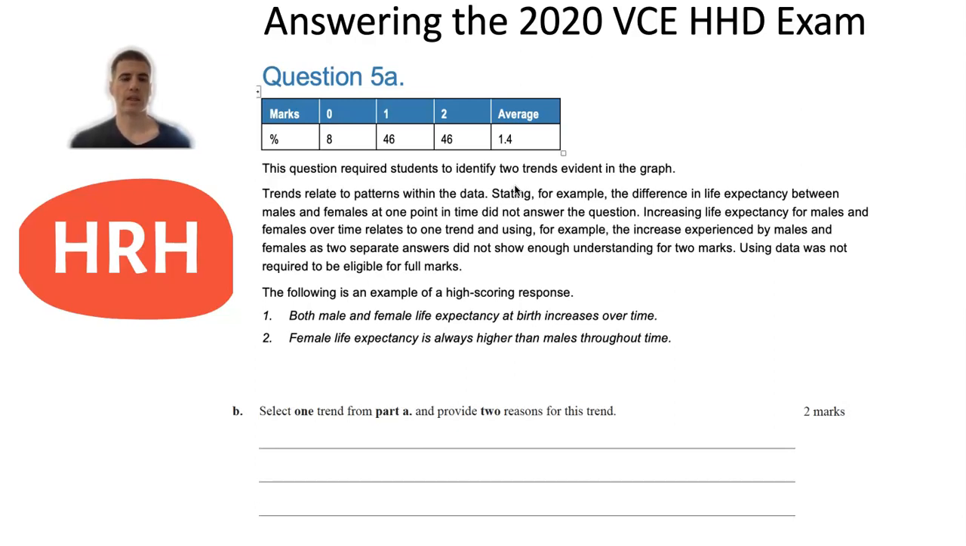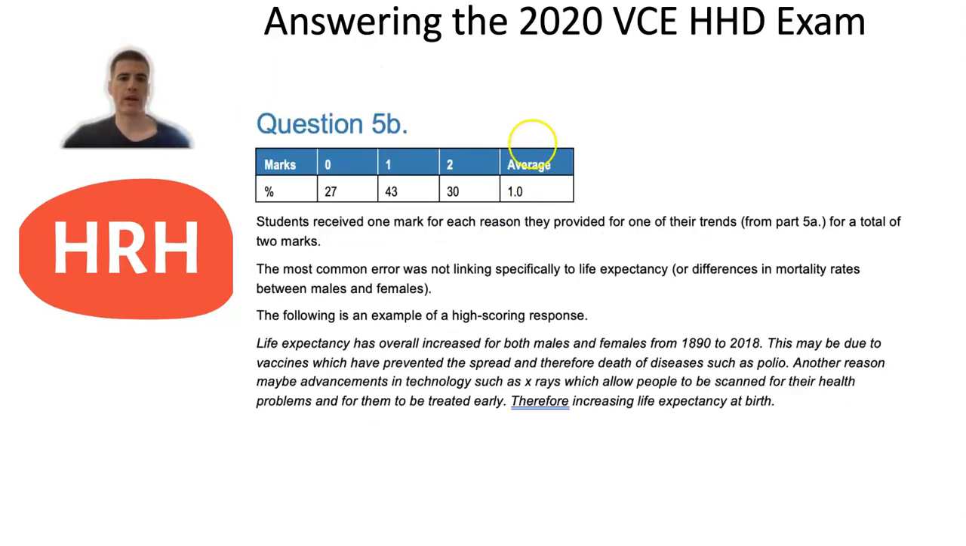For part B, for 2 marks, it was then asking you to select one trend from part A and provide 2 reasons for this trend. That was a pretty open question, so it gave students quite a lot of scope with how they could outline the reasons for their trend. You can see there approximately 30% of students were able to achieve full marks.